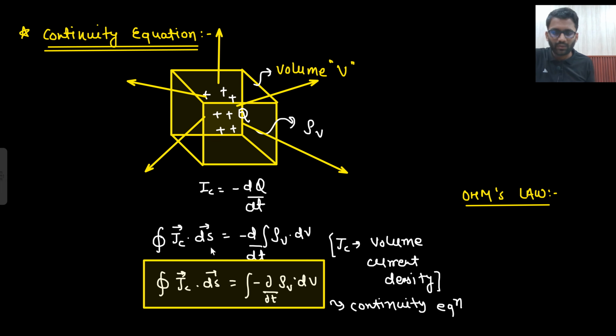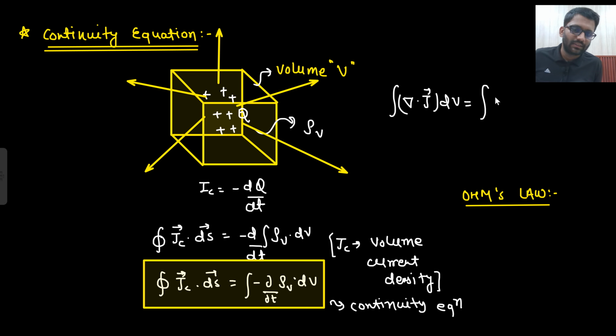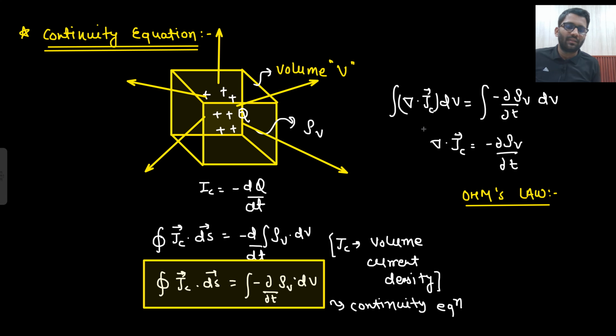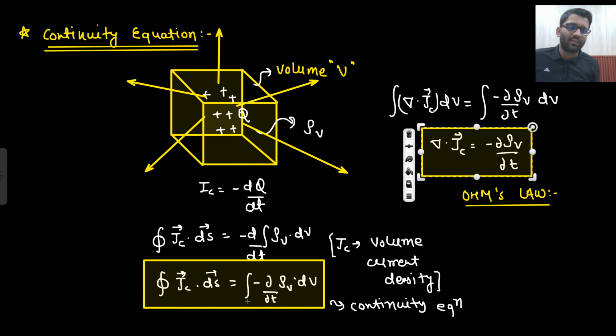Now what else can we do here? This can be written as del dot J dv. And this is minus del by del t rho v dv. So from here what you are getting? J, or direct J only you can say, equals minus del rho v by del t. This is what you are getting. So this is also known as the continuity equation.